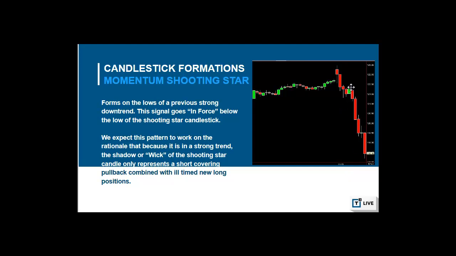It's coming down hard, right? And then it attempts to rally back up. Anybody who's short this potentially is looking to cover as they've got profits, short covering. But if the real sellers, the people driving it down, are still alive, we got some shorts covering. And anybody trying to bottom pick or buy this on the way down, obvious stop would be the low of the candle. And that's where it goes in force. Momentum shooting star goes in force as soon as the price breaks below the momentum shooting star.